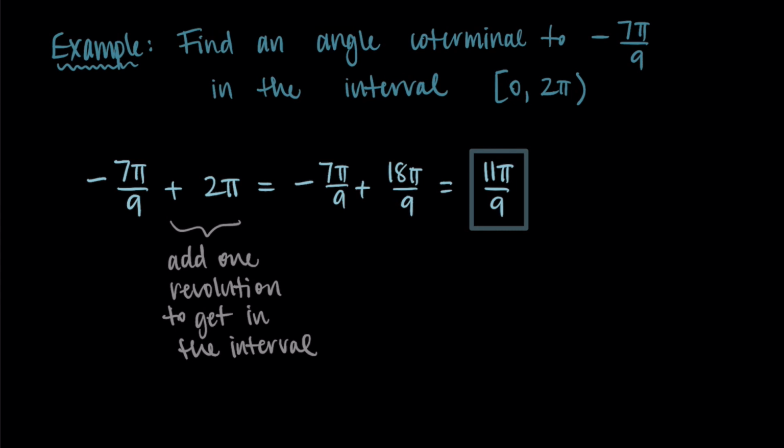The way we can check or think about it really quickly is that 11 pi over 9 is a little bit more than 1 pi. 1 pi would be 9 pi over 9, and 9 over 9 is 1. So we know that we're just a little bit over 1 pi, so we're in the interval from 0 to 2 pi that we're looking for. It's not like we're somehow outside that interval. We're not bigger than 18 over 9, which would be 2. So we would say that negative 7 pi over 9 is coterminal to 11 pi over 9.